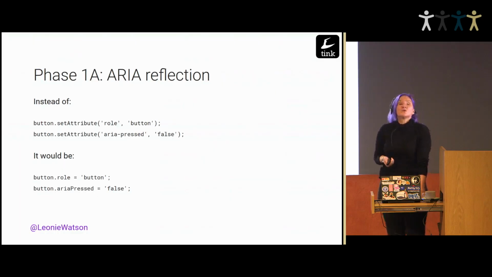So what this phase 1 will do is let us write simpler code that's much more familiar and much more similar to the way we treat other attributes in HTML. You'll just be able to say button.role equals button. So it becomes simpler and much more familiar.